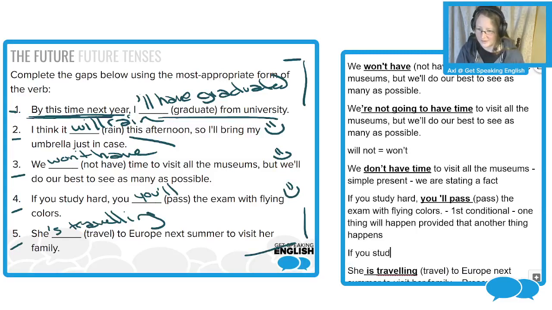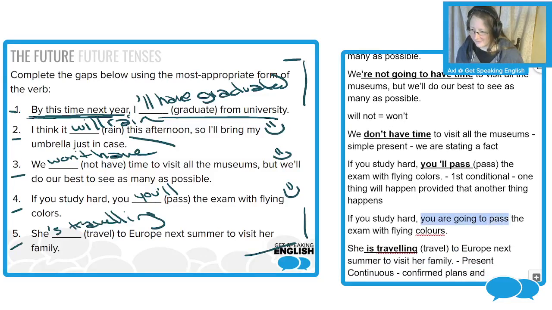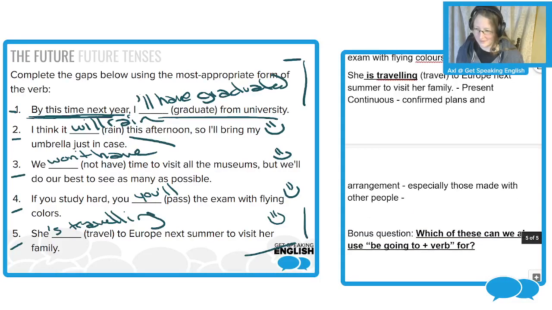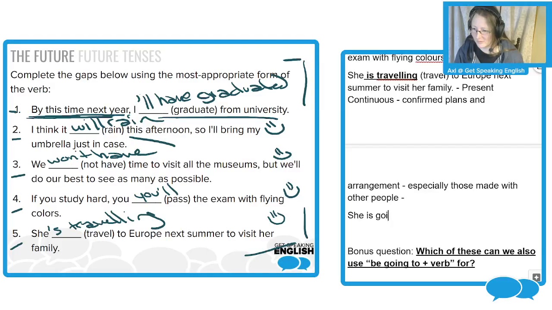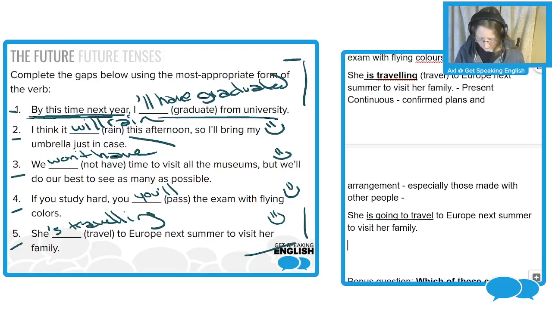So for example, if you study hard, you are going to pass the exam with flying colors. So there's another one too. You're going to pass the exam. So we could use it here. And then finally, we can also use it here instead of the present continuous. So for example, she is going to travel to Europe next summer to visit her family. So we could use it here because we also use to go, or is going to do something, for intentions, basically.